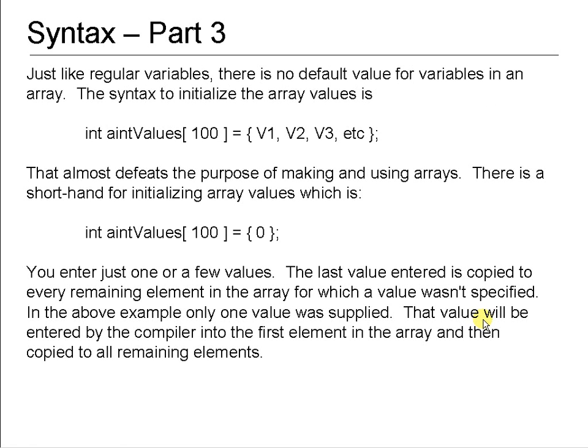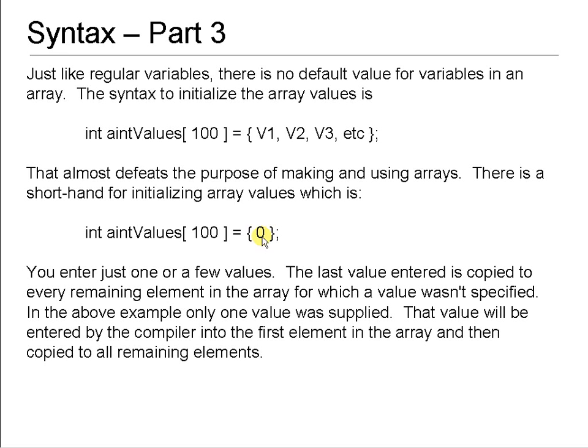Just like regular variables, there is no default value for variables inside an array. The syntax to initialize the array with values is you put an equal sign, then open curly brace, and then value 1, value 2, value 3, separated by commas all the way out for as many as you need. Now that almost defeats the purpose of making and using arrays. There is a shorthand for initializing arrays, which is you go ahead and declare the array, then you put an equal sign, and then you put one or more values inside the curly braces. Now you just have to enter one or a few values. The last value entered is copied to every remaining element in the array for which a value wasn't specified.